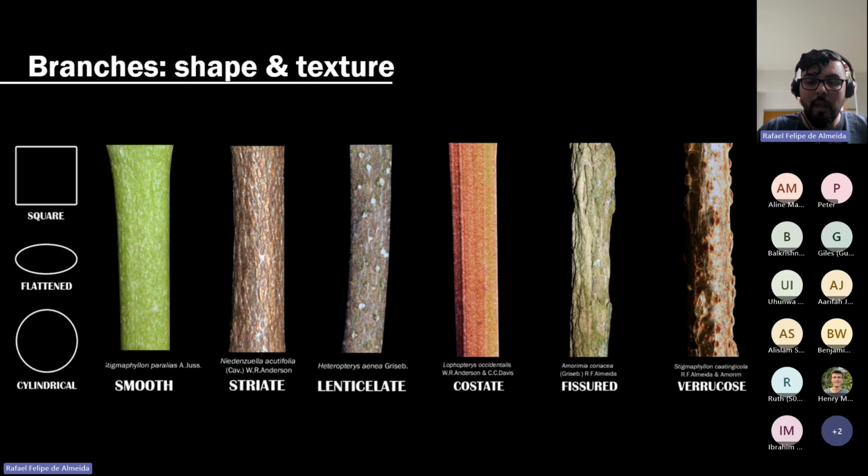We also might have branches that are costate, or deeply fissured, which is completely different from the striate version, which is not that deep, and varicose branches, or different types of textures that are not represented here but are very, very rare. But the common ones are those six.